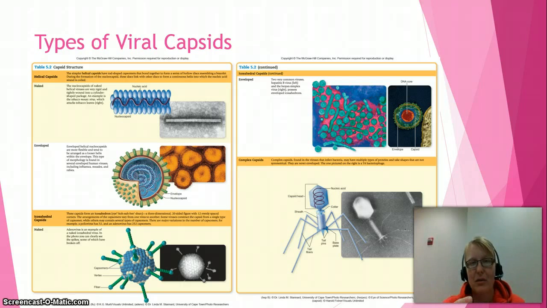Icosahedral is a little bit more structured. It's got 20 sides to it, and so it's very geometrical, and you can see that in the bottom image here. That bottom image is a naked virus. That icosahedral structure can also exist within an envelope. So make sure you understand these 4 different types and what's different about each of them. But remember, all of these are capsids that protect the virus.